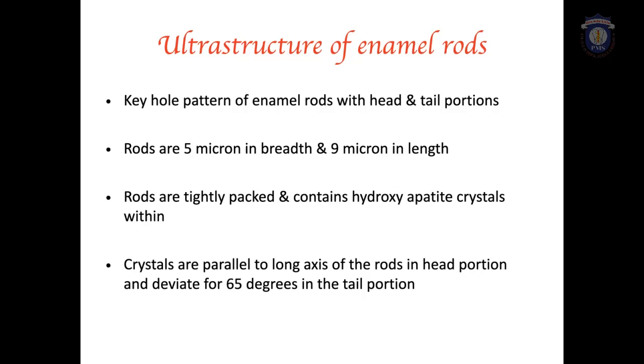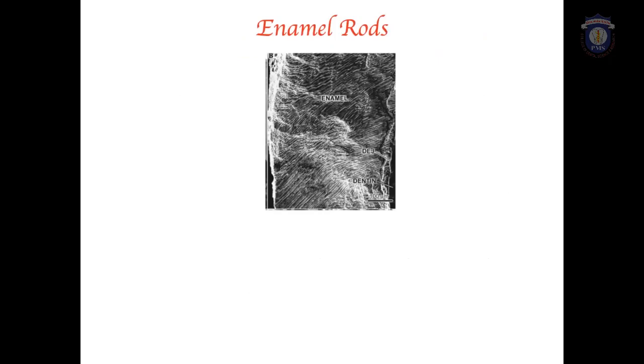So what I mean to say is the enamel crystals or hydroxyapatite crystals are hexagonal in shape, and they are always arranged parallel to the long axis of the enamel rod. In the head portion of the keyhole pattern, they are always arranged parallel to the long axis. When it comes to the tail portion of the enamel rod, it will make a little bit of an angle of about 65. And these are enamel rods.